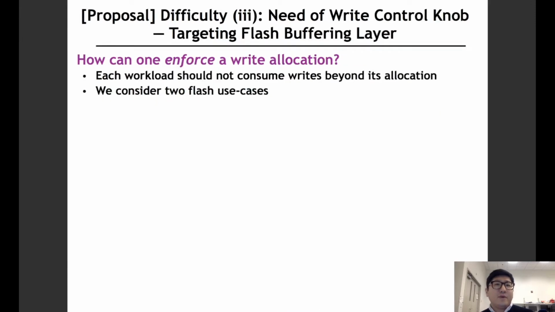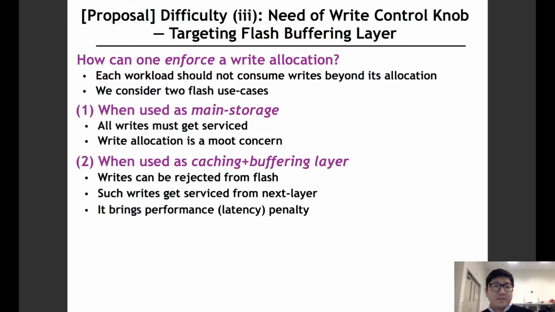Finally, we need a way to enforce a write allocation. That is, each workload should not consume writes beyond its allocation. We consider two Flash use cases. First, Flash can be used as main storage. In this case, all writes must get serviced from Flash, so the write allocation problem is moot.